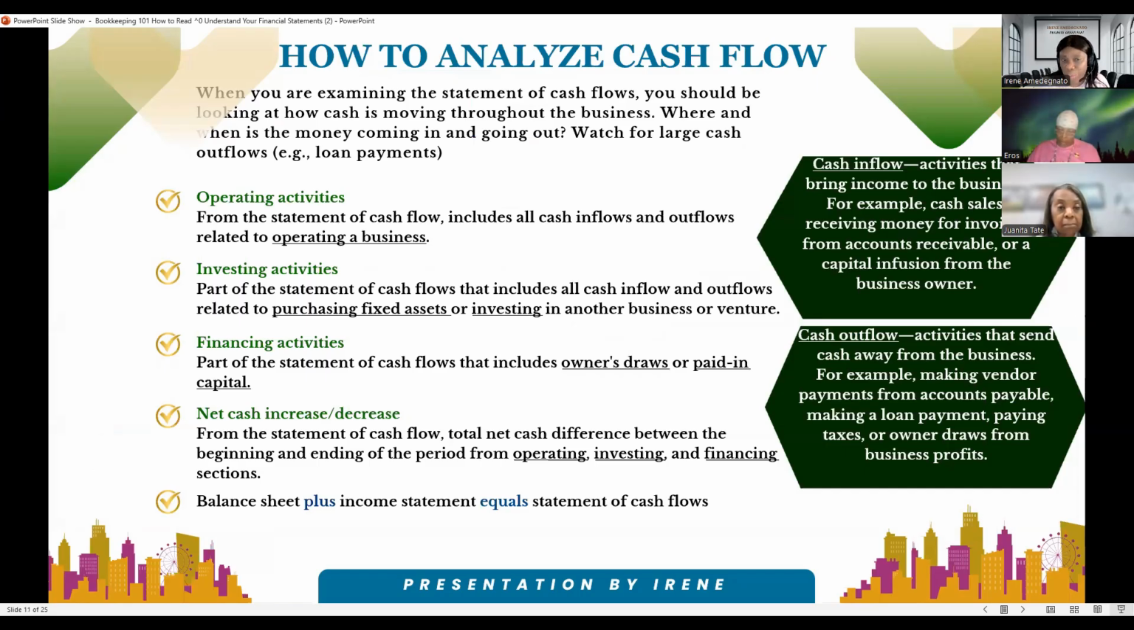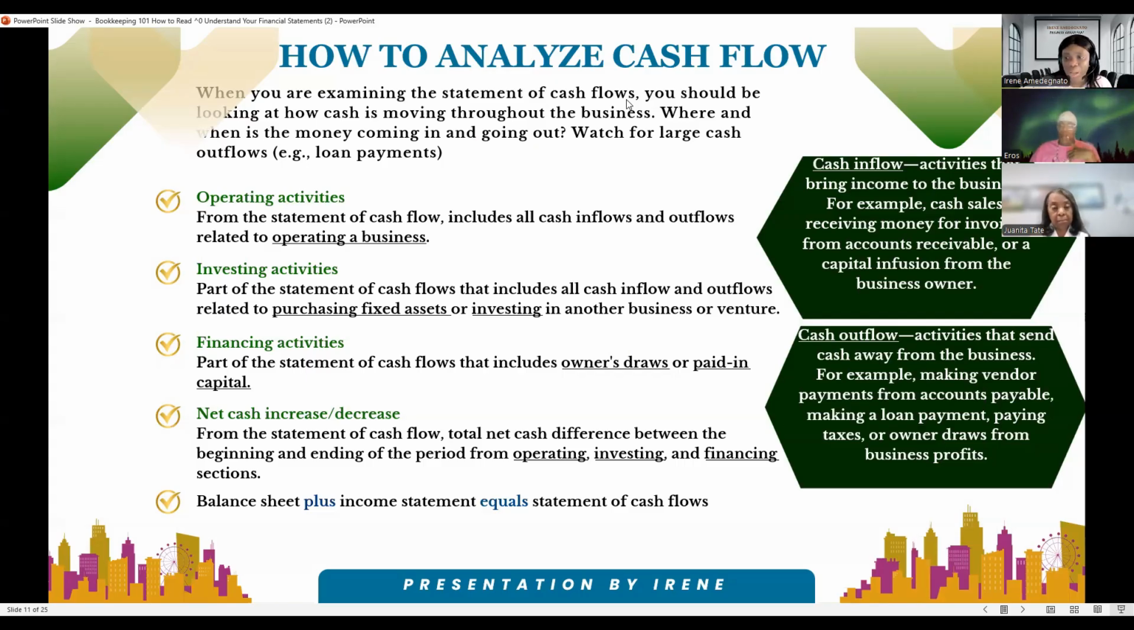When you're trying to analyze or examine, for example, the statement of cash flow, you should always look at the cash movement for the business, cash in and cash out. We have three sections, as I showed you earlier. Let me remind you of cash inflow and cash outflow. What does cash in mean? The cash inflow is the activities that bring income to the business.